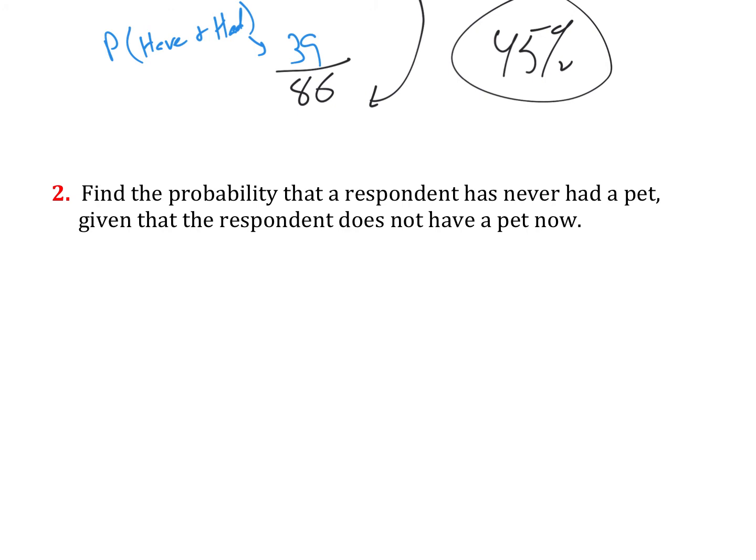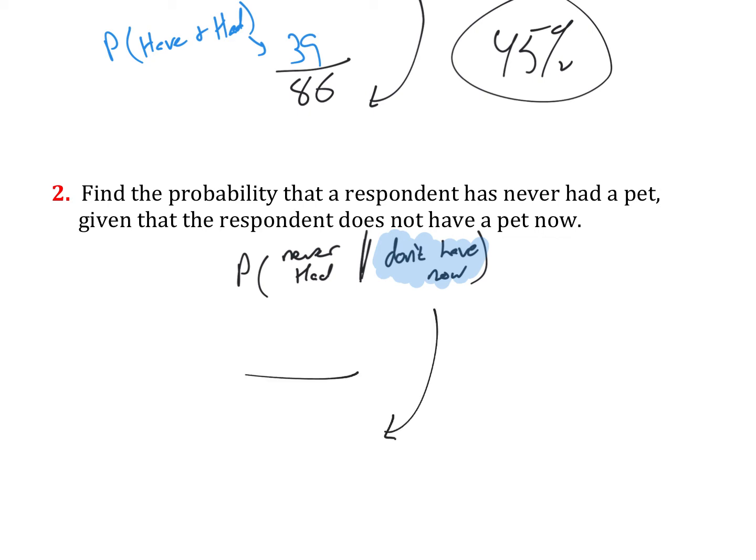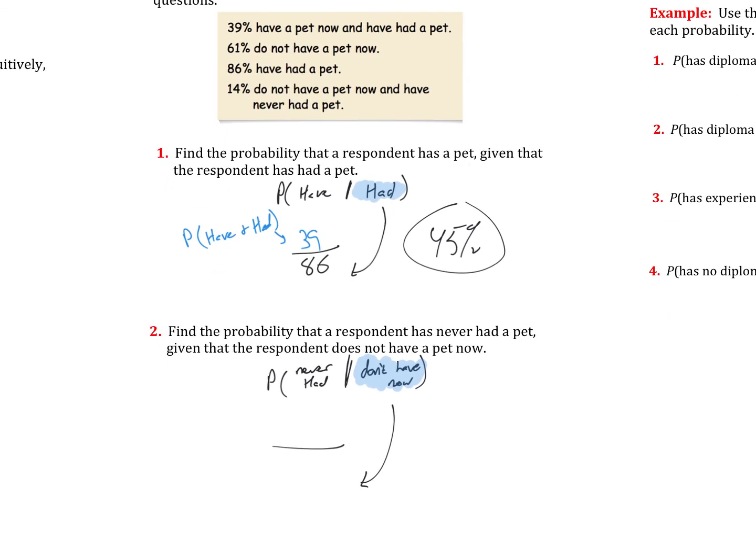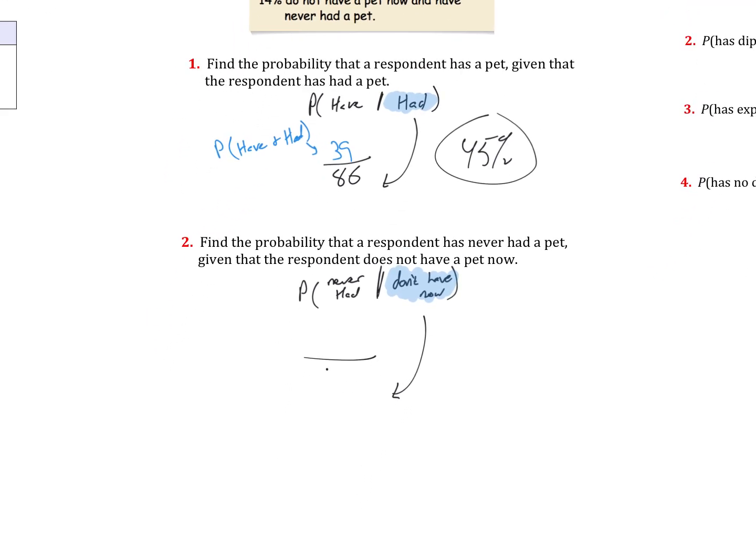Next one, find the probability that a respondent has never had a pet, given that, so we have probability of never had a pet, given that they don't have a pet now. So I'm going to use the phrase that comes after my given that to get my new denominator. So what percentage of people do not have a pet now? That would be 61%.